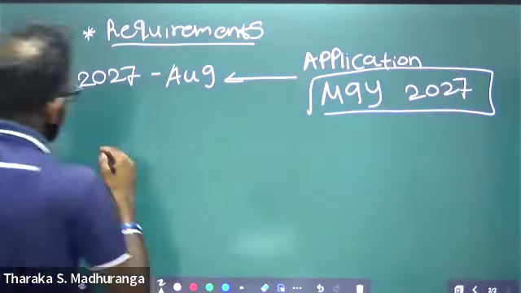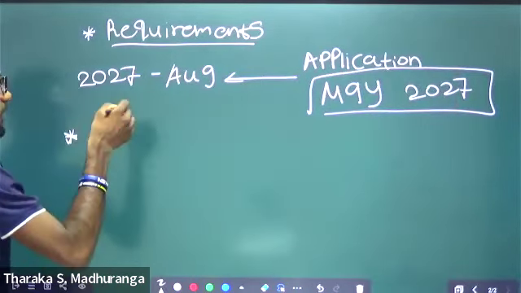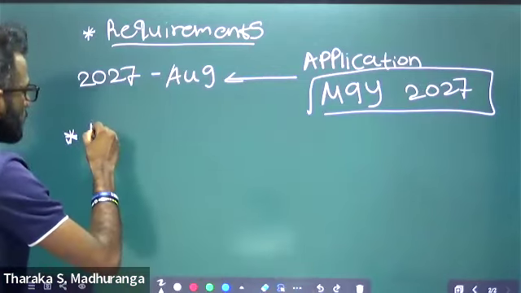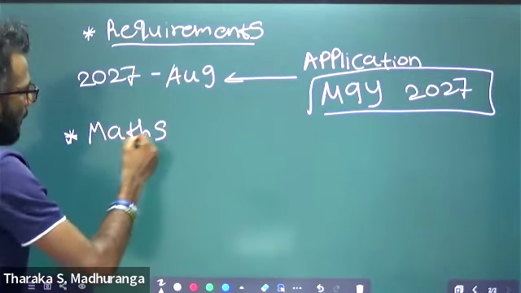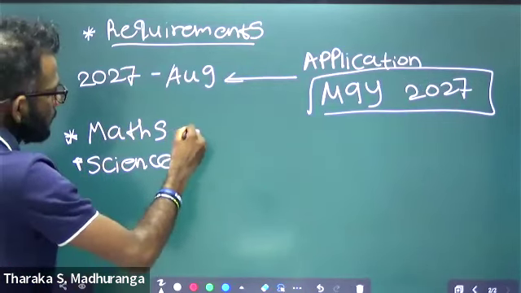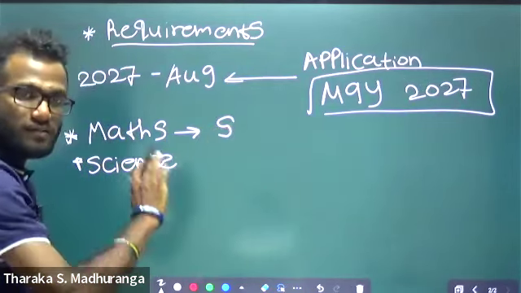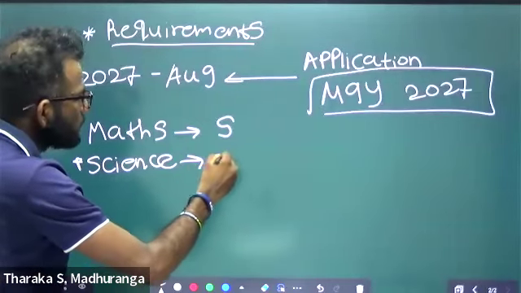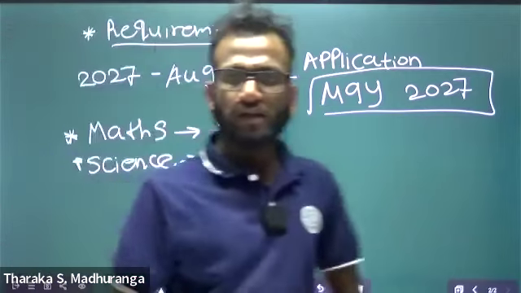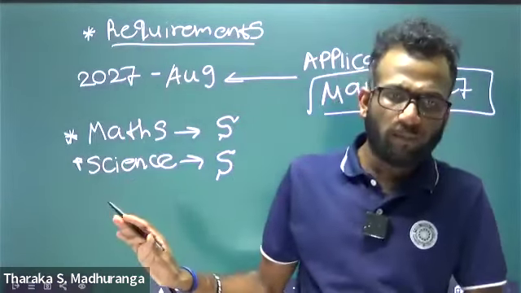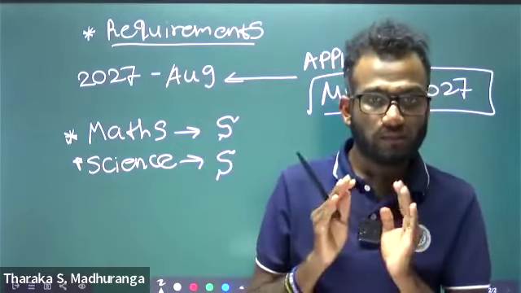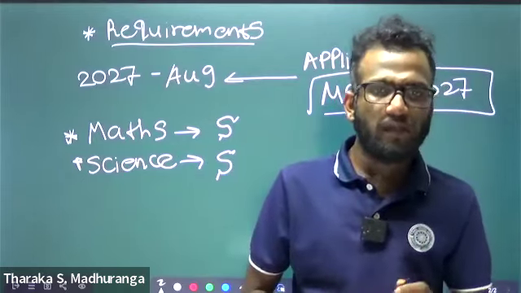The requirement is your O level result for science. For maths, you have to get at least an S pass, and for science you have to get at least an S pass. That's a minimum requirement. If you have a better result than this, there is no issue. That's the minimum requirement.